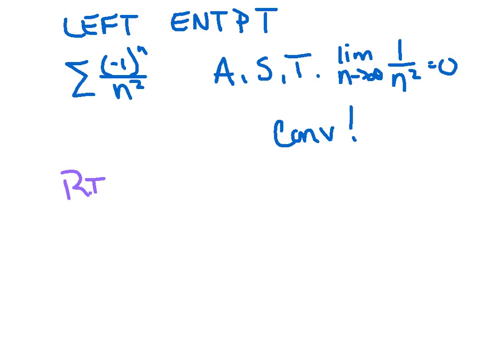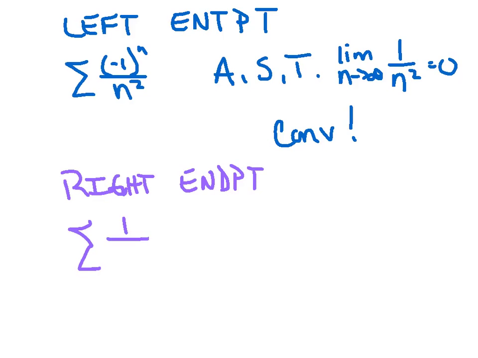If I check the right-hand endpoint, all right, we'll substitute a positive 1. Positive 1 to the nth is just 1, all over n squared. Now this is a p-series, with a p-value of 2, which is greater than 1, therefore this one also converges.